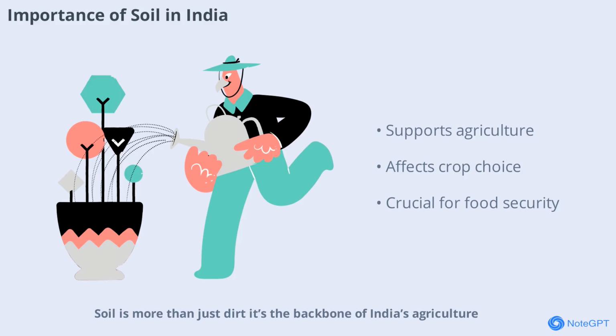Soil is more than just dirt. It's the backbone of India's agriculture, which employs a significant portion of the population. The fertility and type of soil determine what crops can be grown in a region, impacting food security and the economy. Healthy soils also help filter water, store carbon, and support biodiversity. In a country as vast and varied as India, understanding soil types is essential for sustainable development.